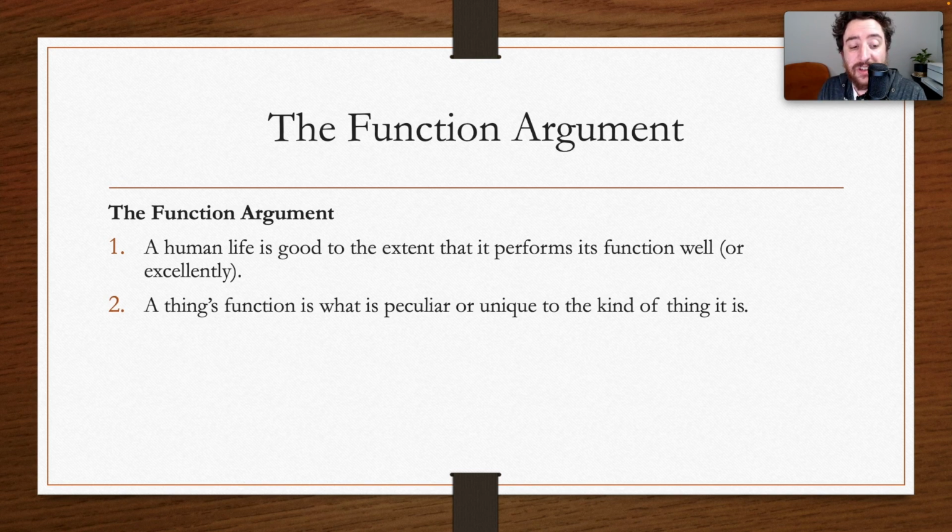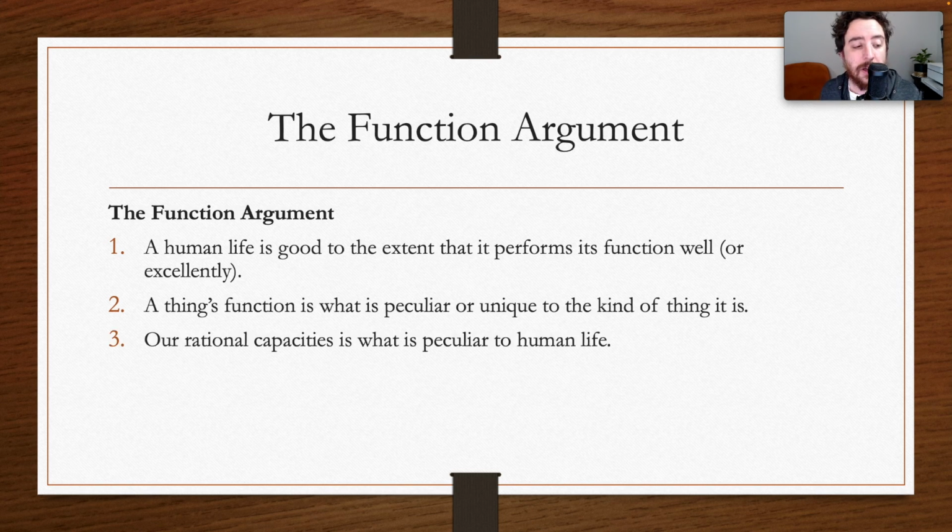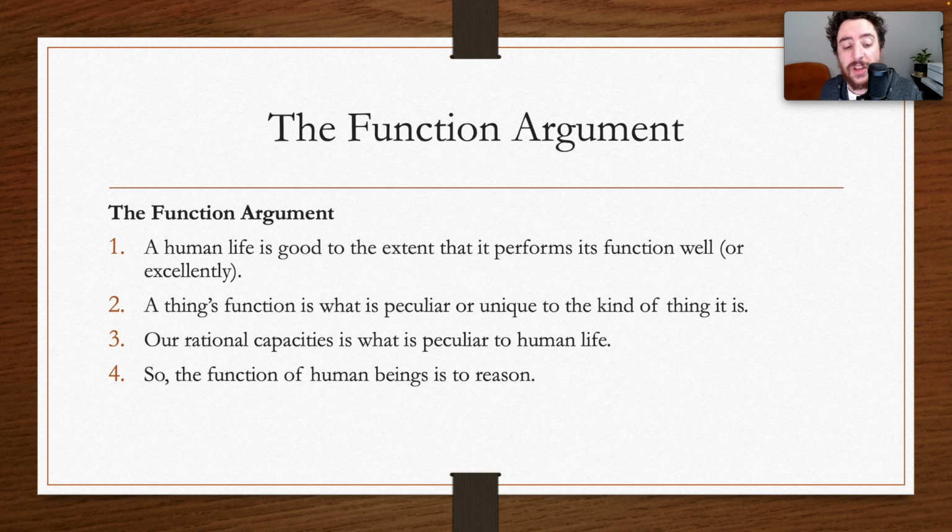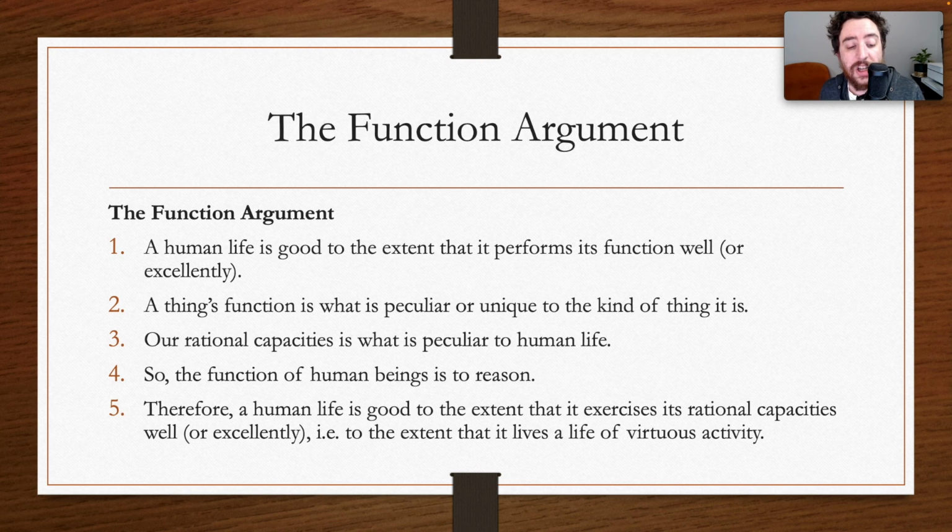Now, a thing's function is what's peculiar or unique to the kind of thing that it is, so that we can distinguish it from other kinds of things. And now Aristotle thinks that our rational capacities are what's peculiar or unique to human life, and so the function of human beings is to reason. And thus, a human life will be good to the extent that it exercises those rational capacities well or excellently, and to the extent that it lives a life of virtuous activity.